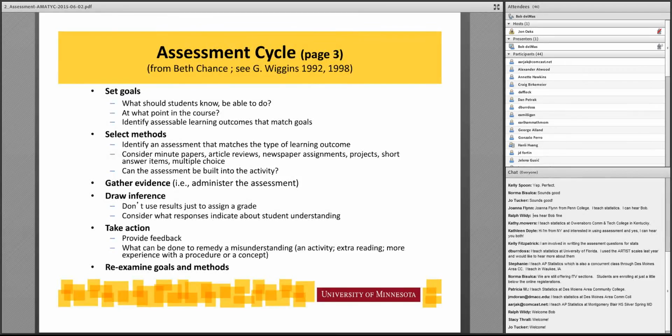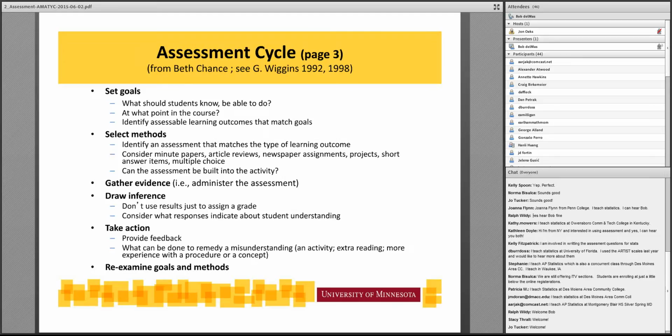Some of those ideas resonate with ideas presented by Grant Wiggins, and what you see on this page is being borrowed from some materials that Beth Chance has developed with respect to assessment, and that we've used in the past when we've co-presented on workshops on assessment. And so Grant Wiggins lays out a nice sequence, which is not totally a serial sequence. I think it's more cyclical, at least the way I use it and apply it.